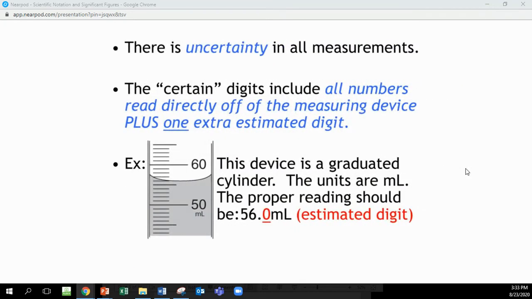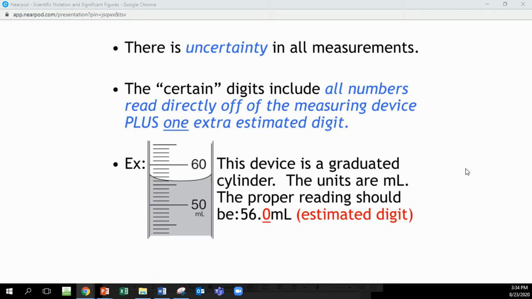Okay, so what that means is that there is uncertainty in all measurements. Remember we talked about accuracy and precision? Those give you uncertainty in your measurements. And so you cannot say your number is better than your uncertainty. So the certain digits, the numbers that we are certain about, that we have no question about, are read directly off the measuring device. And then we add one extra estimated digit. So what significant figures are is the numbers you are certain about, then plus one guess. Your very last digit is a guess.